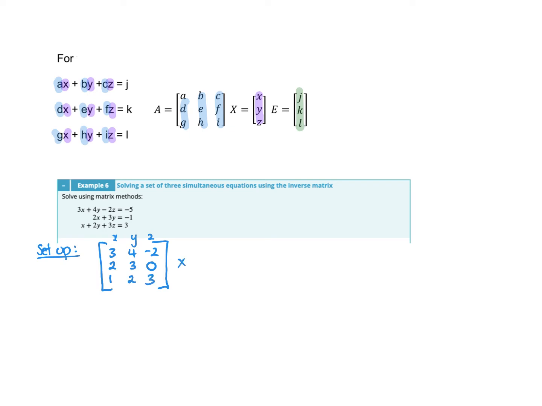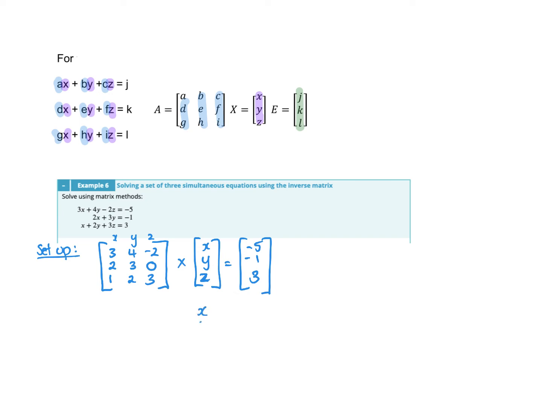Then you put your unknowns in the next matrix, and then we would say it equals the answers to those equations like that. So that's set up, and then we're going to go and solve.